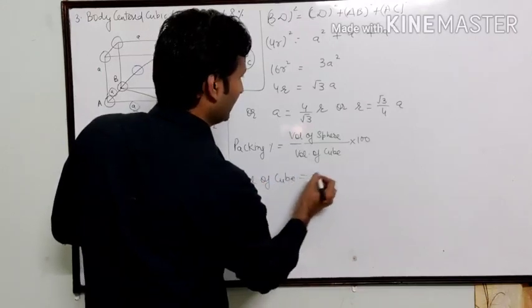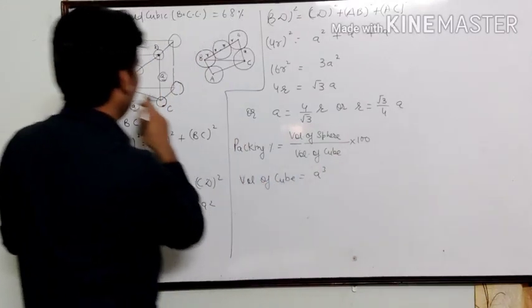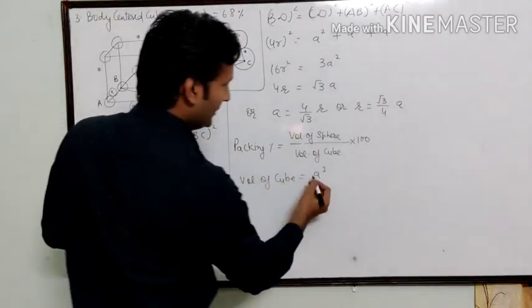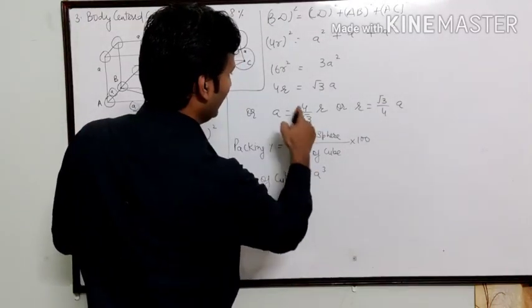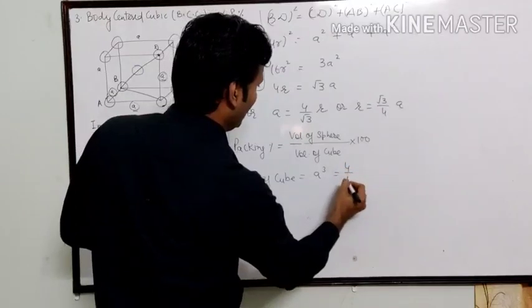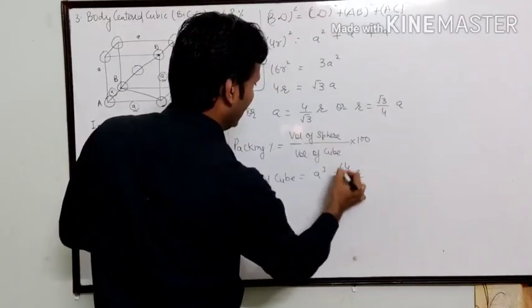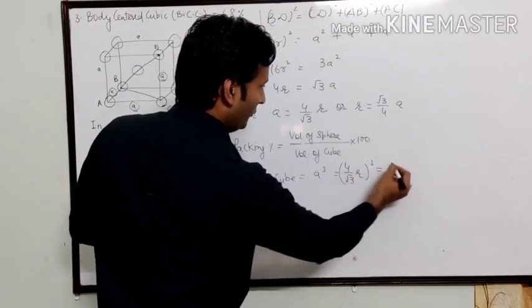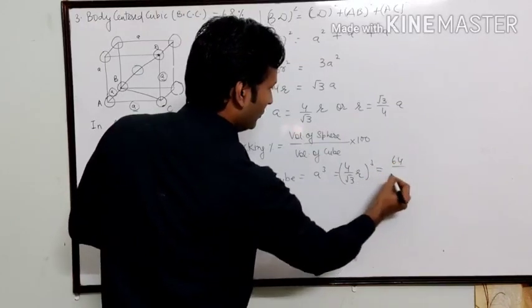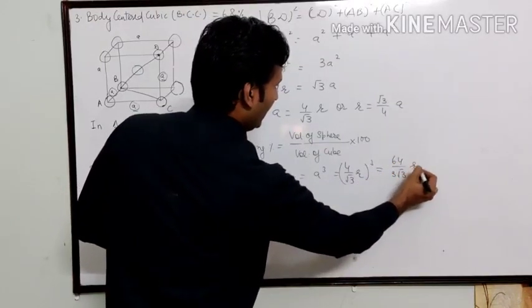Volume of cube is equal to a cube, side cube, and side cube is a cube. And what is the value of a? The value of a is (4 upon root 3 R) whole cube. The cube of 4 is 64 and the cube of root 3 is 3 root 3, R cube.